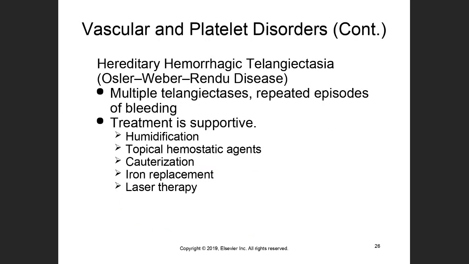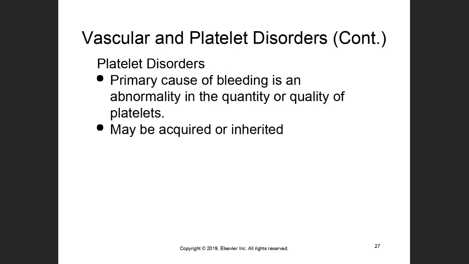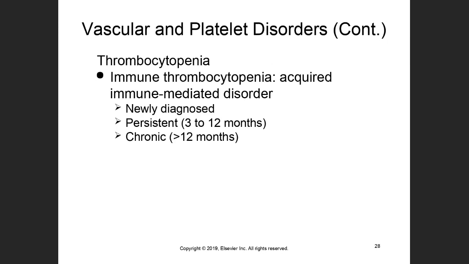Treatment is supportive: humidify the air, topical hemostatic agent, cauterization, iron replacement, and laser therapy. Now we have platelet disorders. In platelet disorders, we have primary causes of bleeding, maybe again acquired or inherited. We have thrombocytopenia. Remember, thrombocytes mean platelet. That means thrombopenia. Penia means low, always after. When you see penia, it is always low.